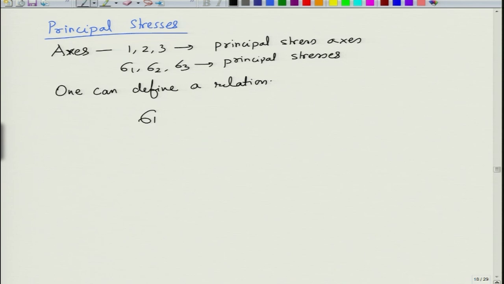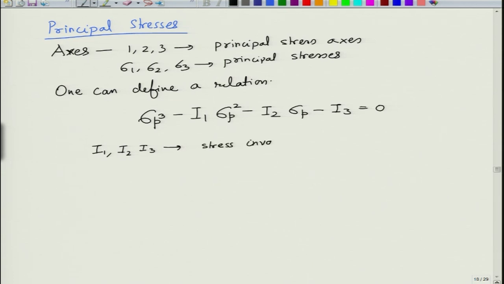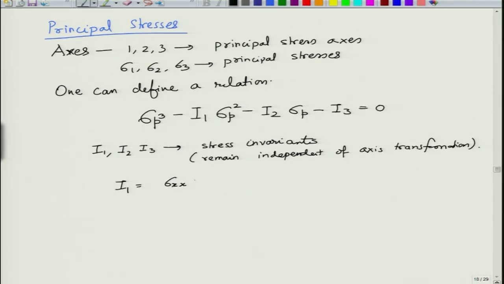So, based on the characteristics of these stresses, one can define an equation that sigma p cubed minus I 1 sigma p squared minus I 2 sigma p minus I 3 is equal to 0. So, this is a relation which basically defines the principal stresses, and this p subscript is essentially about the principal. Okay. And here I 1, I 2 and I 3 are called stress invariants. These invariants remain independent of axis transformation, and one can write I 1 as sigma xx plus sigma yy plus sigma zz.